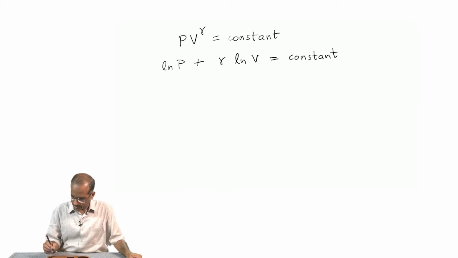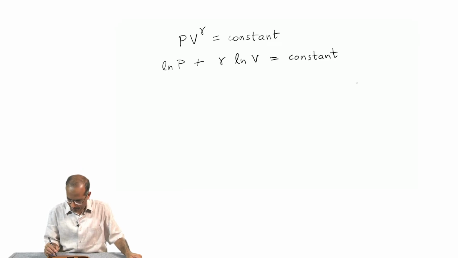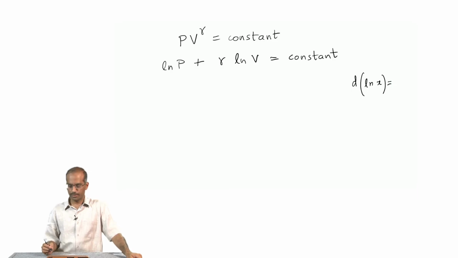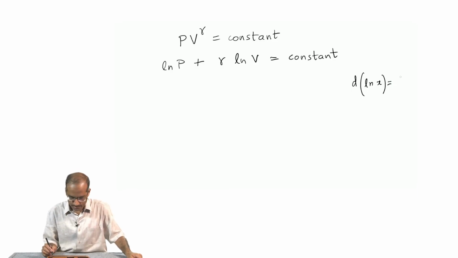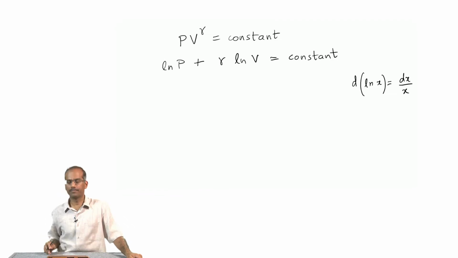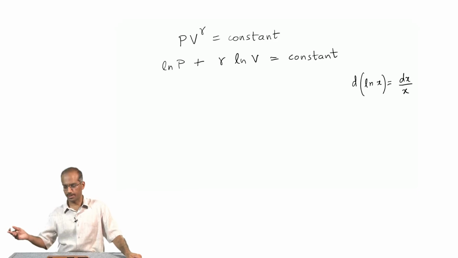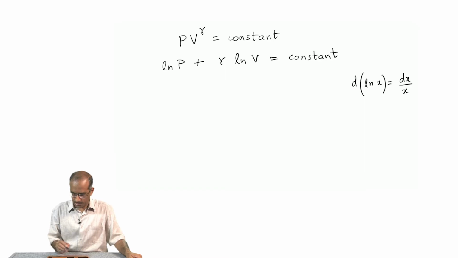If I do that, the kind of relation that I need is the following, that if I take d of log x, I am going to get dx by x. Of course, if I integrate dx by x, that gives me log x. So, it is just the reverse of that. So, I am going to differentiate throughout.